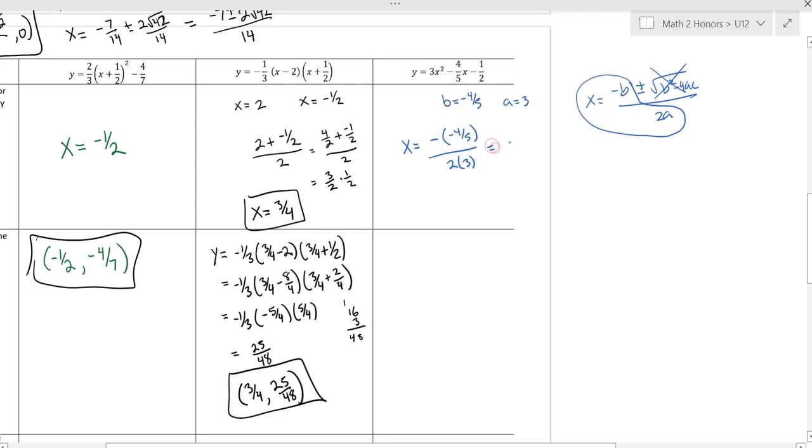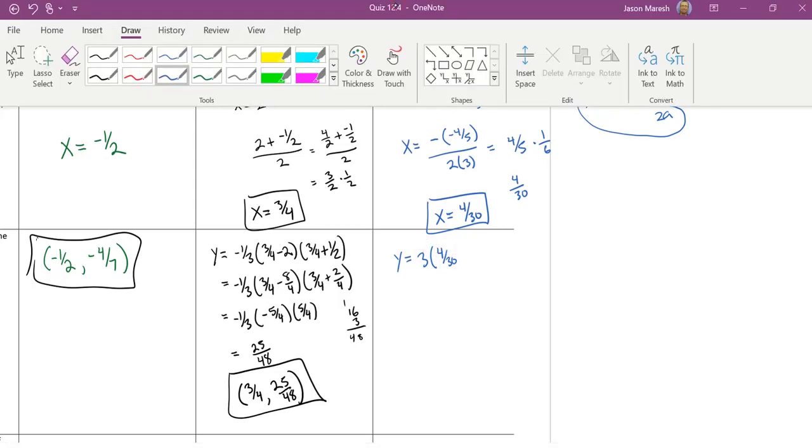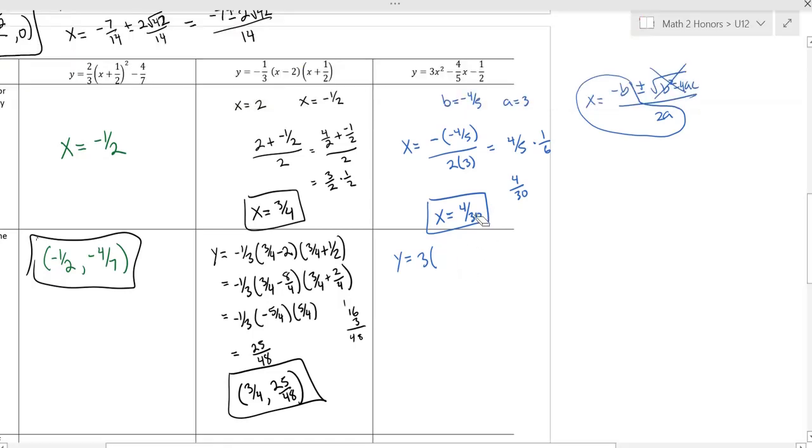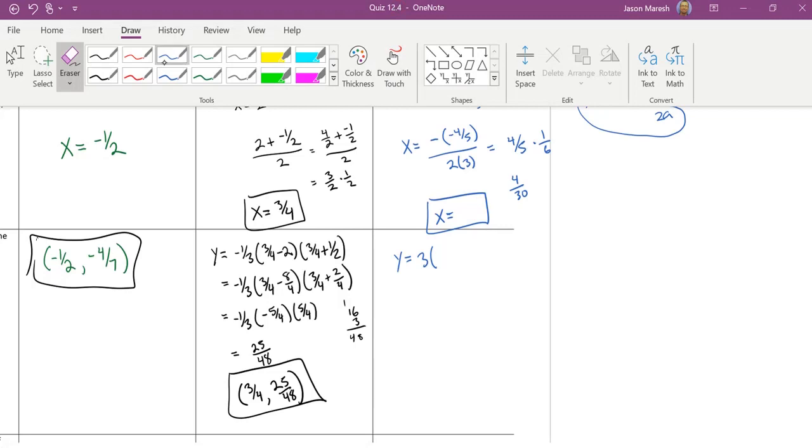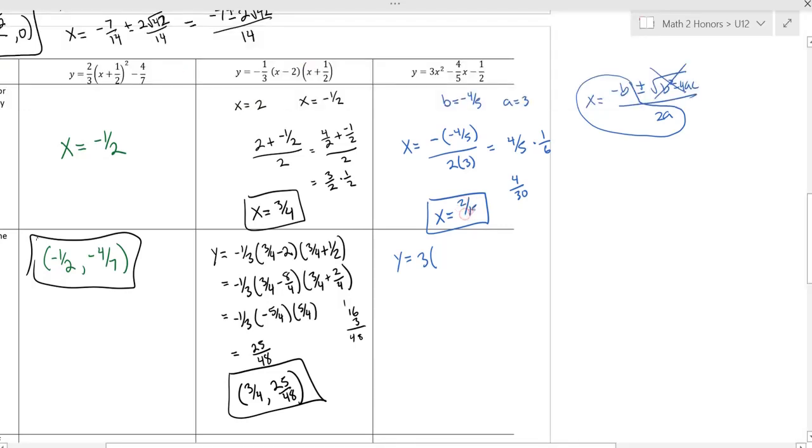And I just simplify this, so we got 4/5 divided by 6, which is the same thing as times 1 over 6, and that's going to be 4 over 30. So x is 4 over 30. And find the vertex. I plug x in to find the y value. So 3 times 4 over 30. I'm going to reduce that. Instead of 4 over 30, let's have 2 over 15, right? Easier to work with smaller numbers. You always want to reduce fractions when you can.